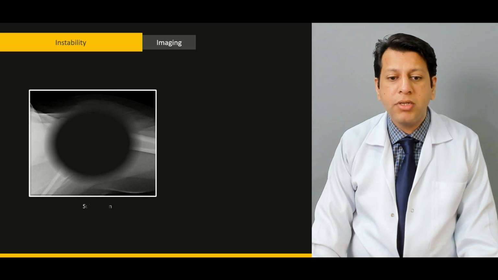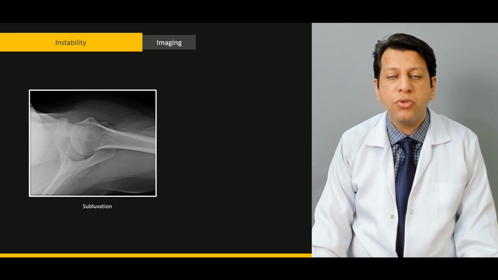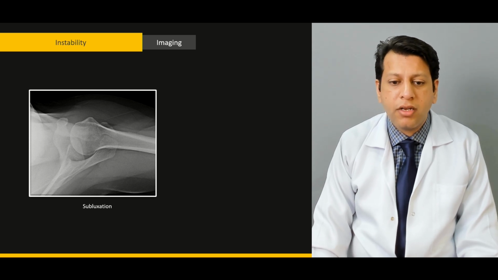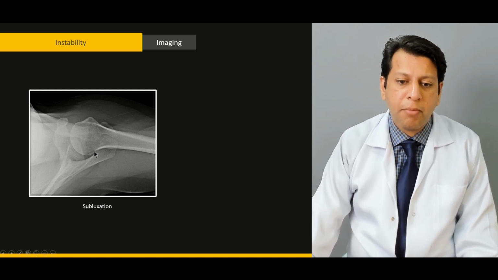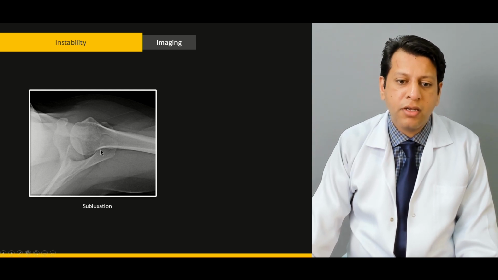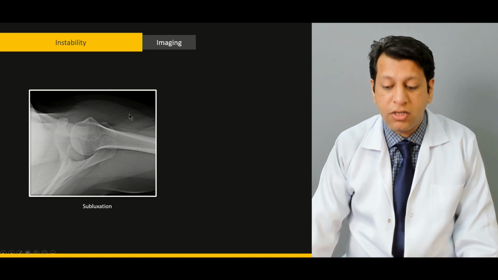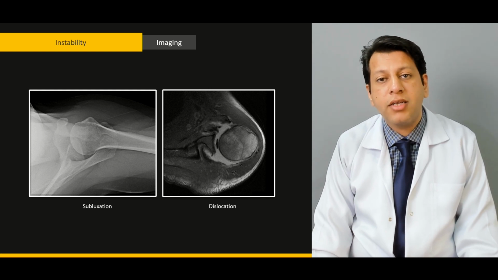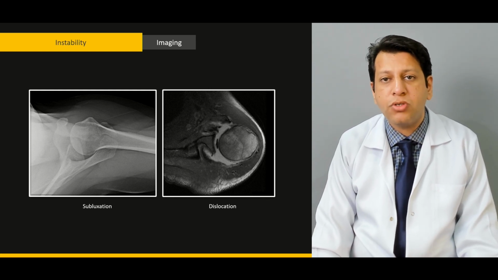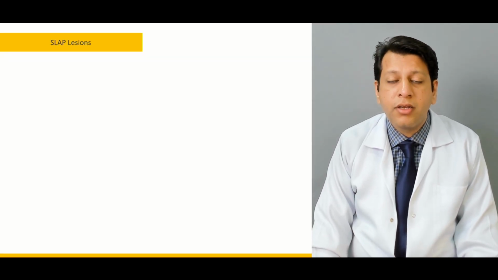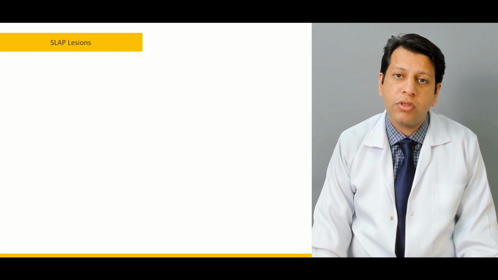As I told you, the imaging is foremost. The AP may be stable, but in this type of view you can appreciate there is a subluxation. It's almost intact, but it appears to be moving out, although it's not completely dislocated. Dislocation is when it is completely out, either anterior or posterior dislocation, and anterior is more common in the case of the shoulder joint. Then come the SLAP lesions.